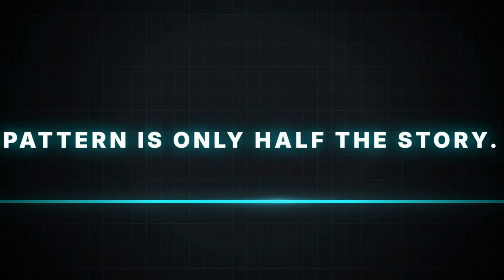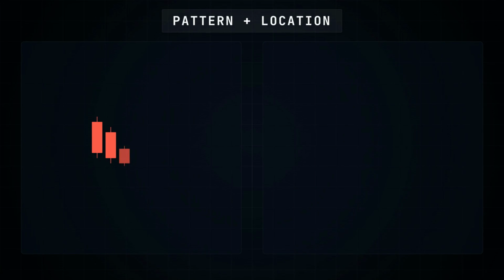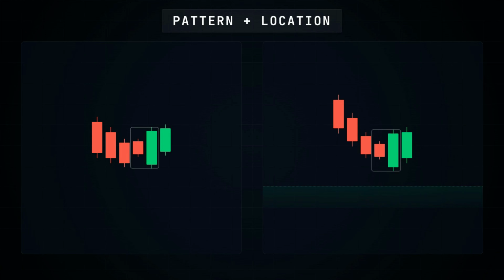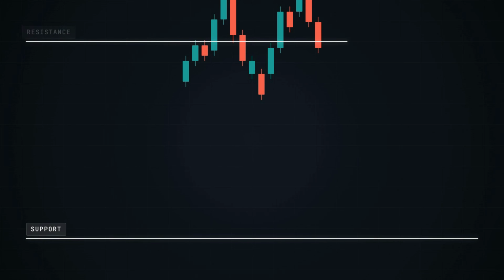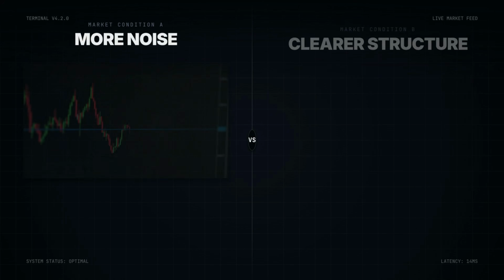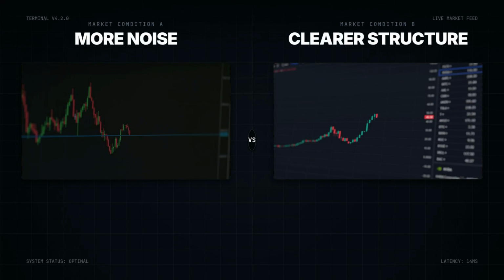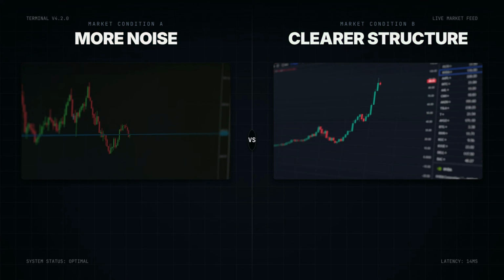Because identifying a pattern is easy. Understanding whether that pattern is forming in the right market context is the difficult part. The same bullish engulfing pattern may have less meaning if it forms randomly in the middle of the chart. But if that same pattern forms at an important support level, the context becomes completely different. Location can mean support, resistance, a trend line, Fibonacci, or another important key level. Another common beginner mistake is treating every small candle on a very low time frame as a trading signal. On higher time frames, such as 1 hour or above, the market structure may appear much cleaner.